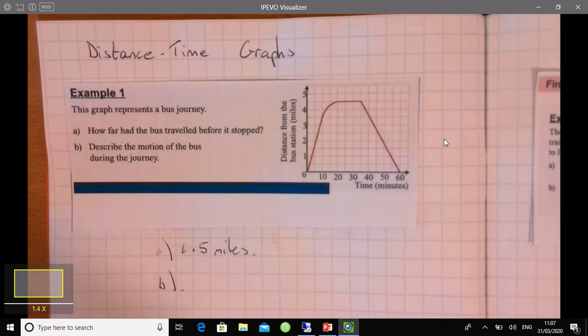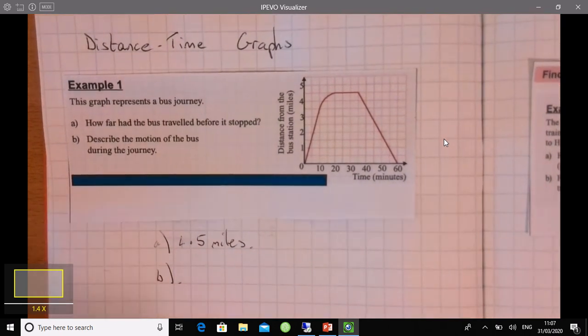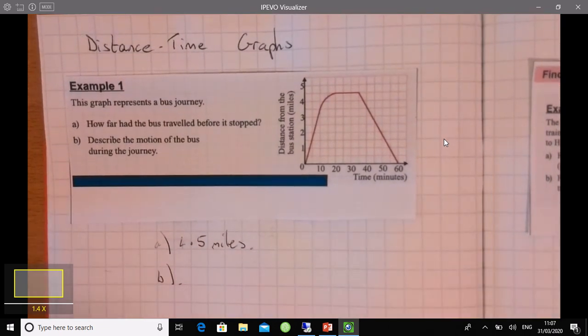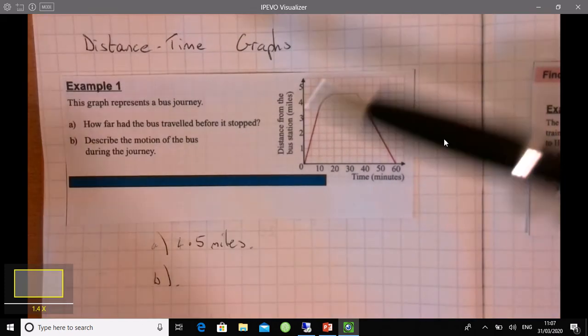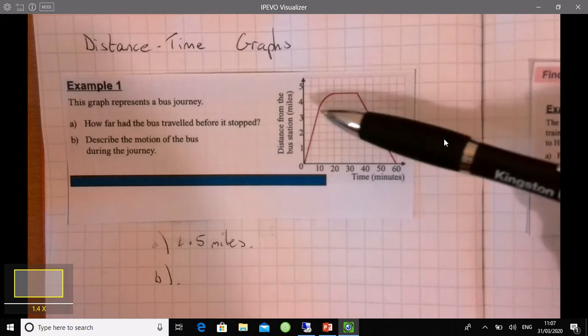Right, now this bit. There's certain terminology that you want to try and use here, and I'm going to go through a few of those things now. It says describe the motion of the bus during the journey. So we basically just want to describe the journey. You don't need to make any stuff up that happened along the way, anybody you might have chatted to on the bus. But let's have a little look.